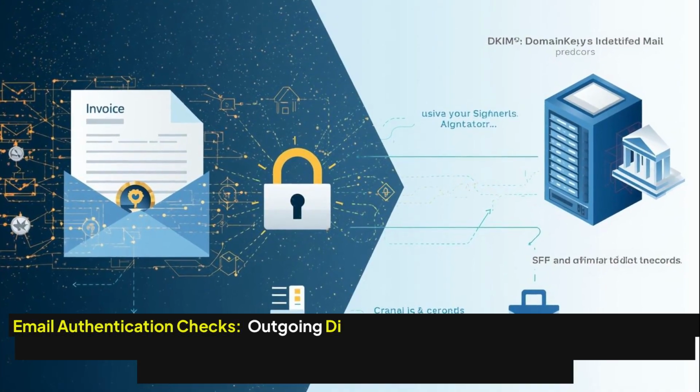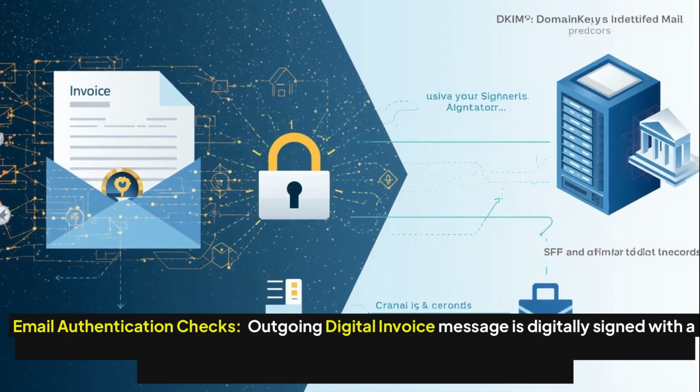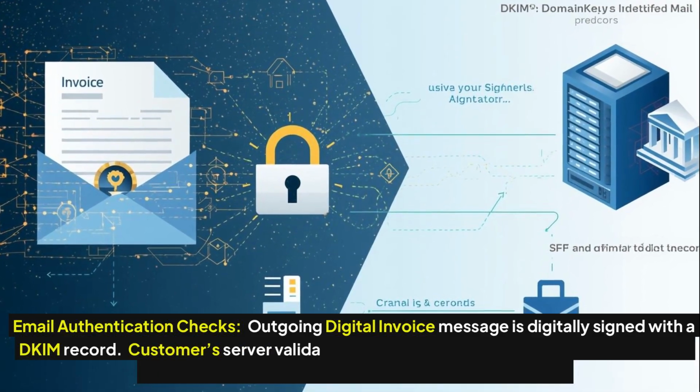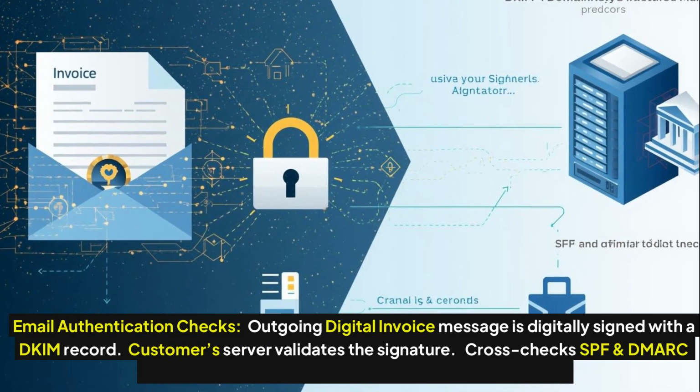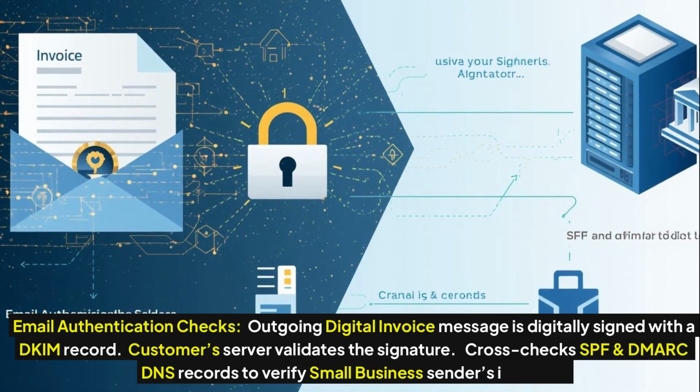Email authentication checks: the outgoing digital invoice message is digitally signed with a DKIM record. The customer's server validates the signature. It cross-checks SPF and DMARC DNS records to verify the small business sender's identity.